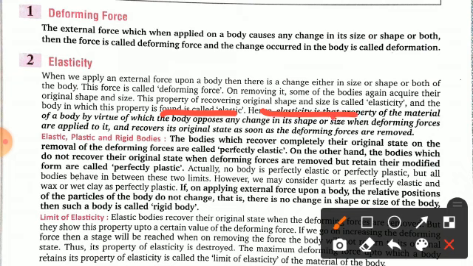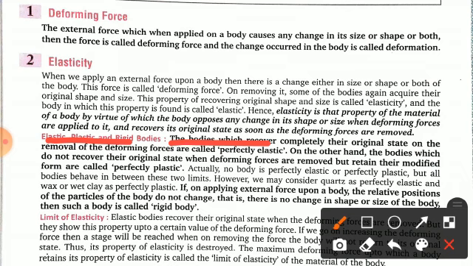Elasticity is that property of the material of a body by virtue of which the body opposes any change in its size or shape when deforming forces are applied to it, and recovers its original shape as soon as the deforming forces are removed. It means if you apply a force over a body, there is a change in its shape or size, and if you remove the force from the body, it again acquires its original shape. Now here you can see elastic, plastic and rigid bodies. First we will discuss the elastic, plastic and rigid body.